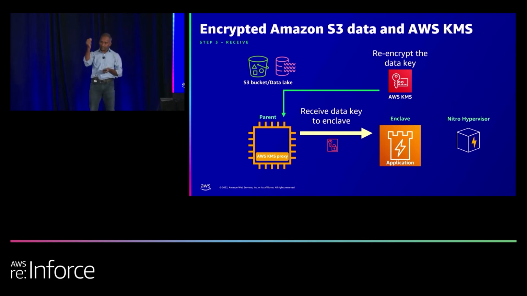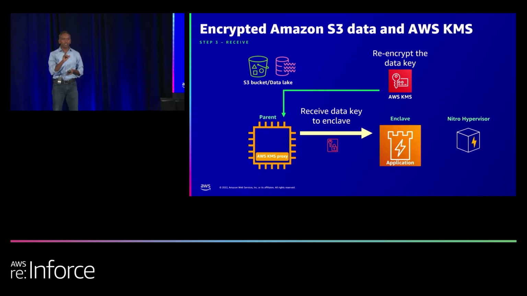So now this re-encrypted data key comes back into the enclave. The enclave then takes that re-encrypted data key, uses its private key to decrypt the data key, and then uses that to decrypt the data. So now only the enclave sees the plain text data. Then your application can kick in to process plain text data within the enclave.